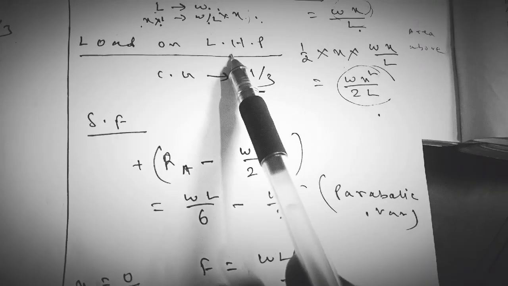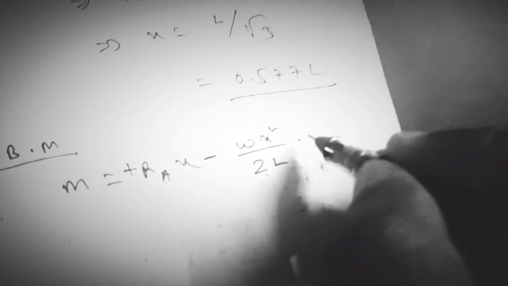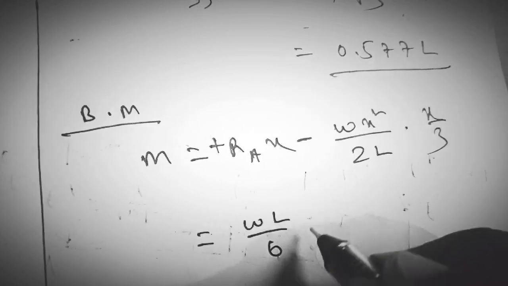This is the load on the left hand portion. You can see here I have written the load on the left hand portion. This is how much? W x square divided by 12, negative, because it will produce a hogging bending moment, into CG. CG is how much? This will be x by 3. So if you solve this, put the value of R suffix A. What is the value of R suffix A? R suffix A is WL divided by 6. So M equals WL divided by 6 into x minus W x cube divided by 6L.